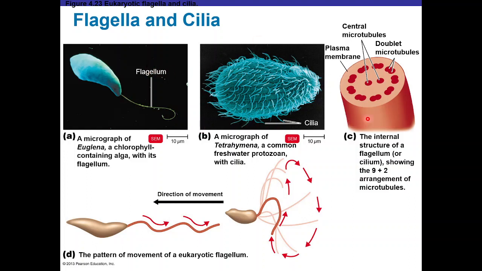And flagella, if you make a section of these, have internally these microtubules in a 9+2 arrangement. So they have 2 central microtubules and 9 doublets around these central microtubules, and they are protected by a plasma membrane. But this is the common way then that eukaryotes move, through cilia, short extensions, or flagella.